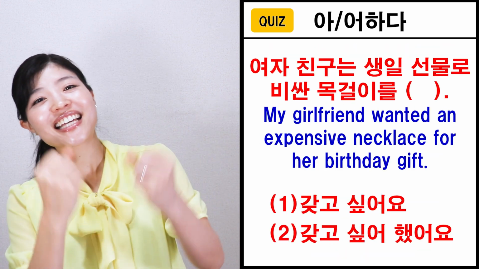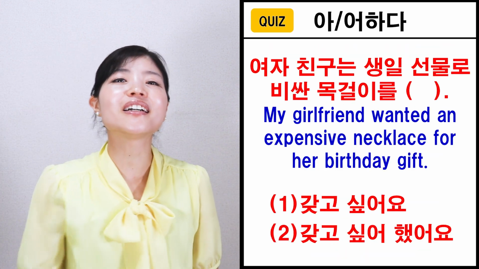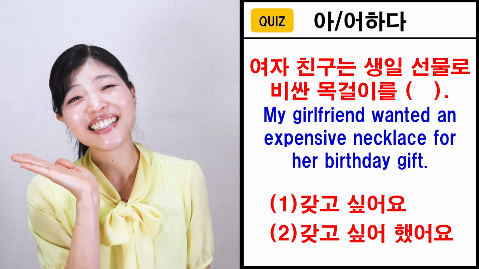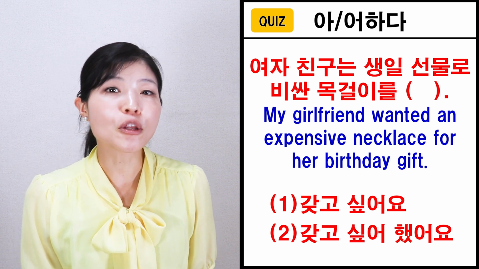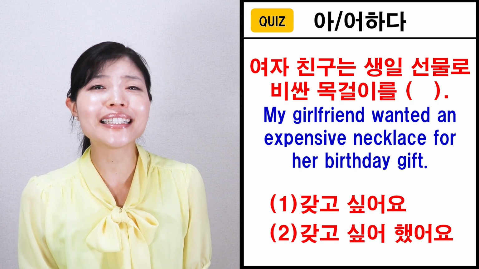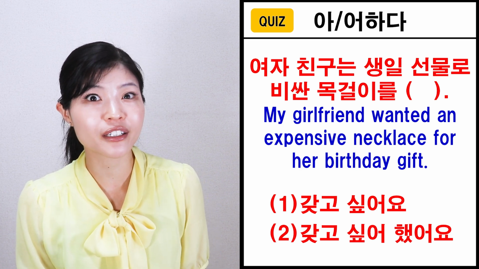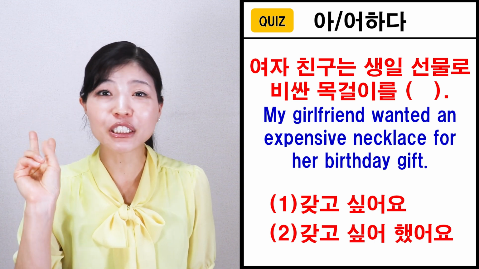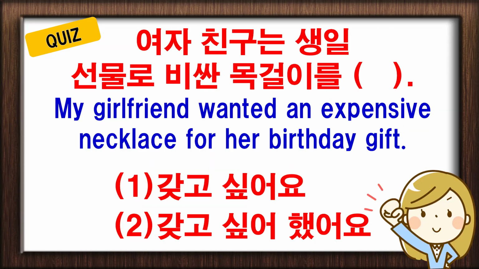Okay? Quiz! Then let's master -아/어하다 with simple quizzes. Which one is the correct answer? 여자친구는 생일 선물로 비싼 목걸이를... My girlfriend wanted an expensive necklace for her birthday gift. Number 1, 갖고 싶어요. Number 2, 갖고 싶어 했어요.